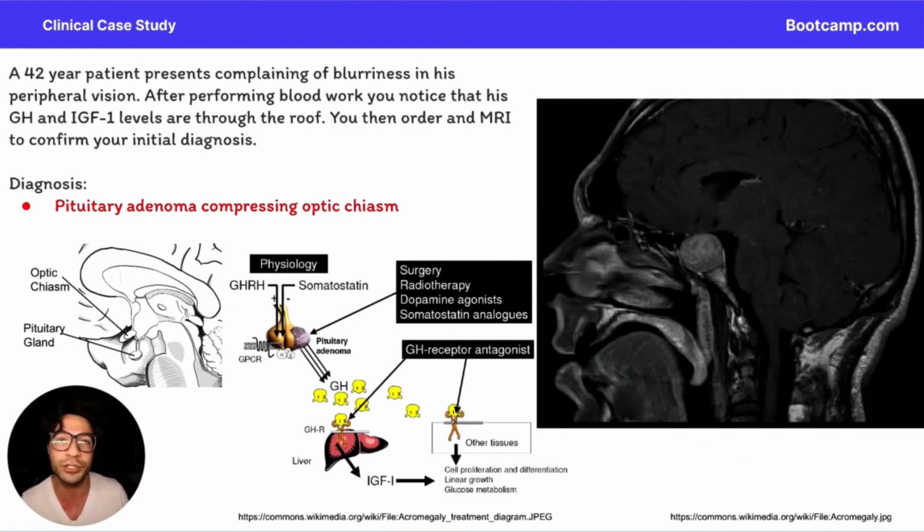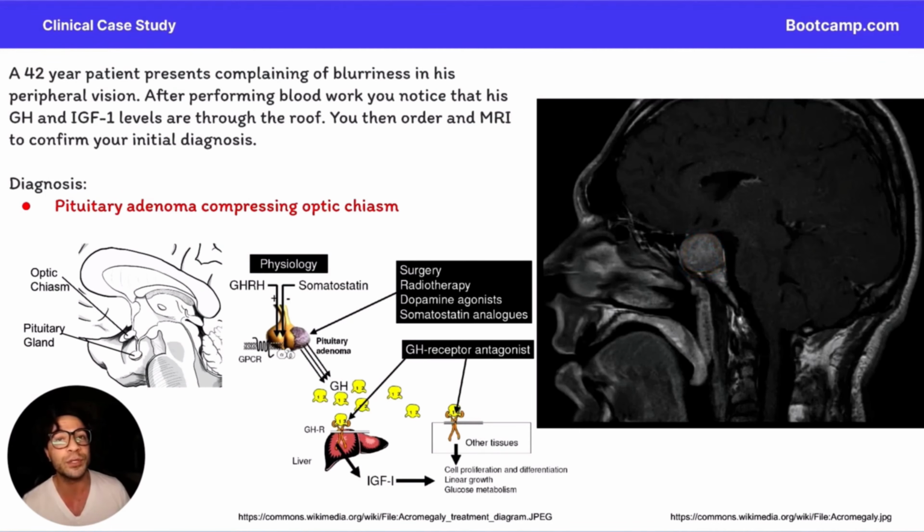Now coming back to our 42-year-old patient with blurriness in their peripheral vision, this indicates that their nasal retina is not processing that information from those temporal visual fields. So if you think back to those cases, it must have to do something in the optic chiasm. And based on our blood work, with high levels of growth hormone and insulin-like growth factor, this indicates that there might be something wrong with the pituitary gland. So we order an MRI and you can see right here, this massive tumor sitting right at the base of the brain. This is a pituitary adenoma.